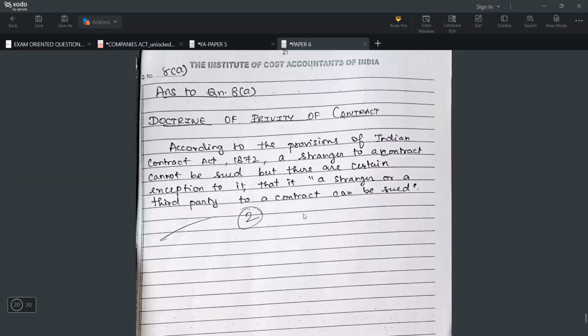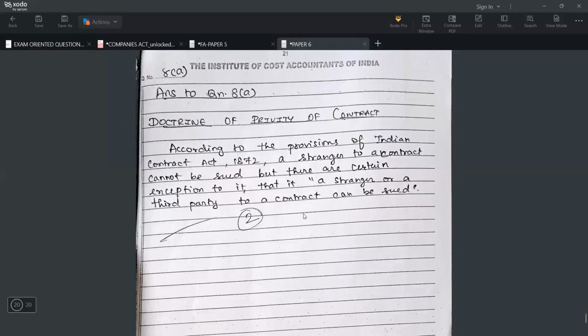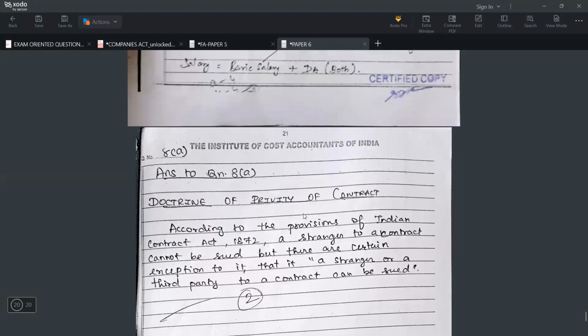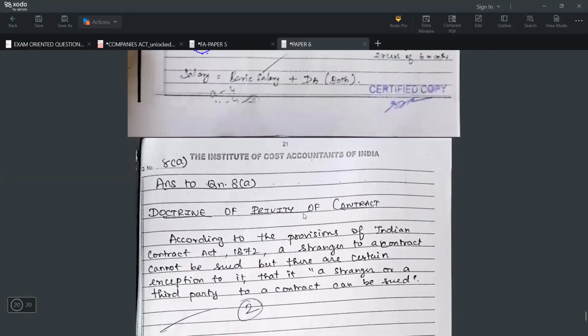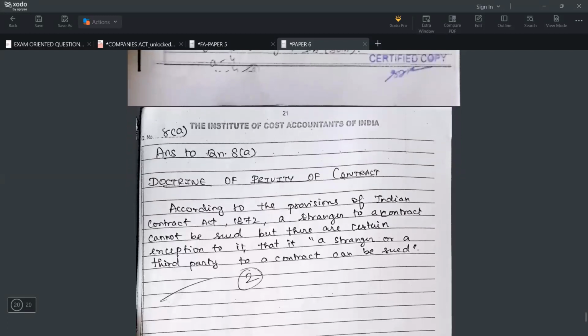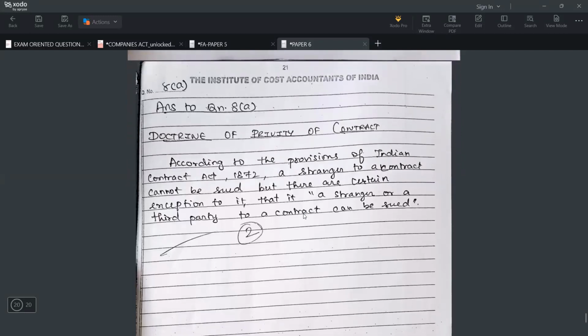Okay, then the answer to 2A, that's how I did not have proper time left. So I have written what the doctrine of privity of contract is, which is very simple, one or two lines. For that explanation alone, they have given 2 marks.